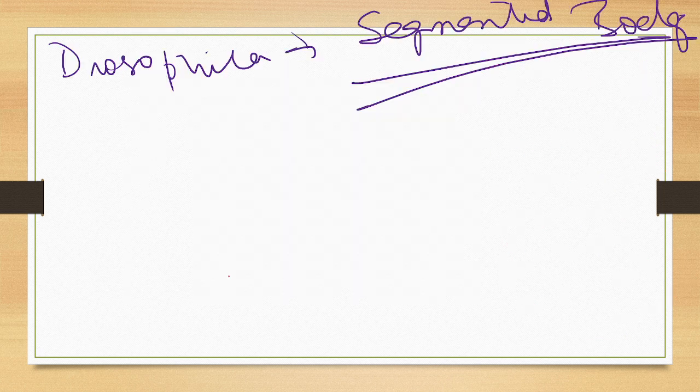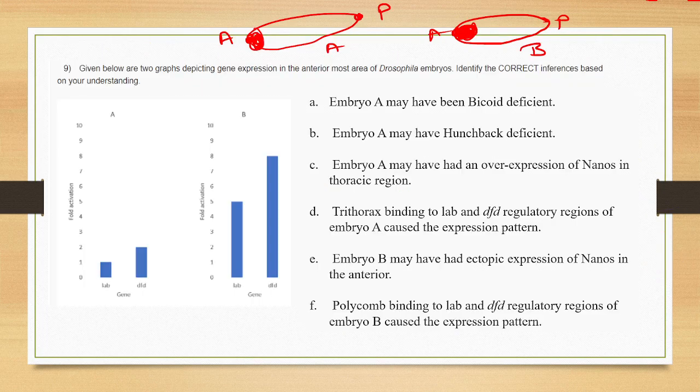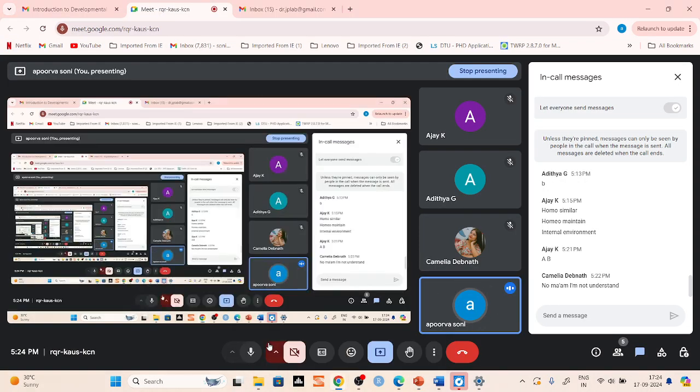Now the question says that we have two different embryos, and in these two different embryos, the expression of labial and deformed was measured, and it was found that the expression of labial and deformed in embryo A was lesser in comparison to embryo B. That means in embryo B, they are expressed more in comparison to embryo A. Now tell me, can you understand this question or not?